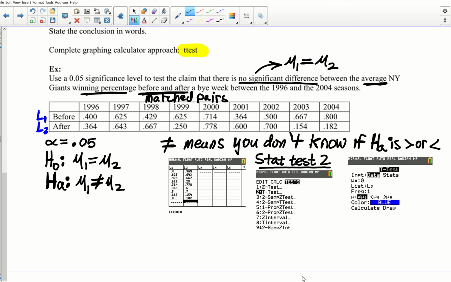Mu sub 0 equals 0. Does that automatically come up, or do you have to enter that? You have to enter that. Okay. So this is our setup for matched pairs. Is it list L3 or L2? L3.